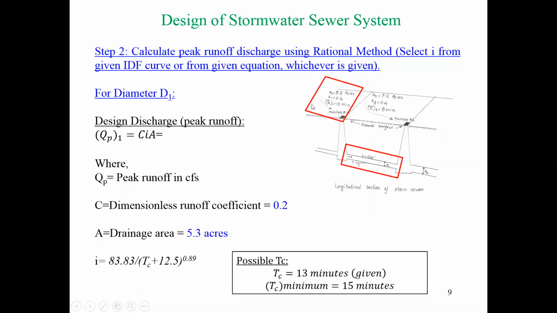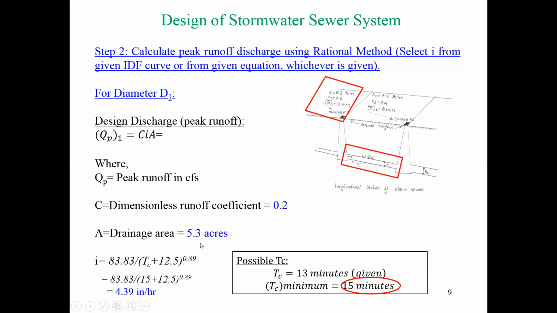Let's look at that. There are two possible times of concentration. The first one is 13 minutes, which is given, but there was a limiting condition that the time of concentration should be at least 15 minutes. So in between these two, obviously this one is the larger one, and we know from the definition that we will always take the largest value for time of concentration. So for this TC, we will use 15, and now the I is 4.39 inches per hour.